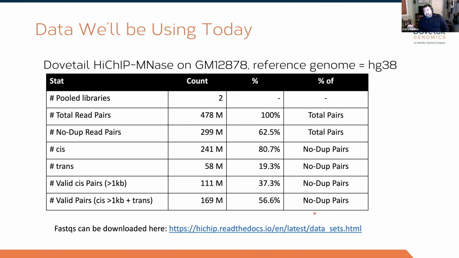So the data we're going to use today in the FitHiChIP example is a Dovetail HiChIP MNase library on GM12878 that's been aligned to the reference genome hg38. So this is two pooled libraries. The total number of read pairs here was 478 million. Of that, about 300 million were no-dupe read pairs. Of those no-dupe read pairs, 241 million were occurring in cis, so that's about 80% of the good data of the no-dupe read pairs. We have about 19% in trans, and then we have about 100 million valid read pairs that are greater than 1 KB to consider here.